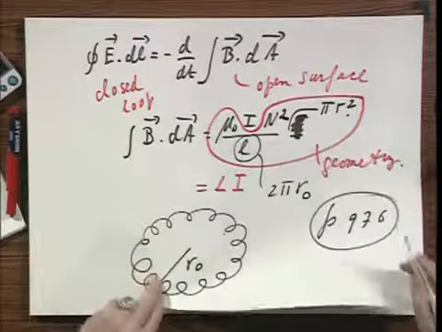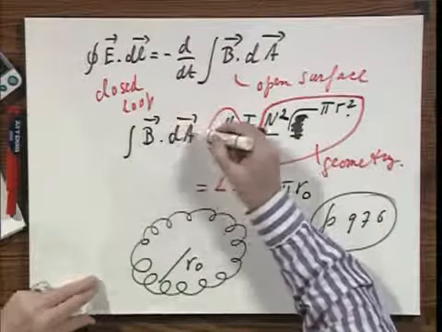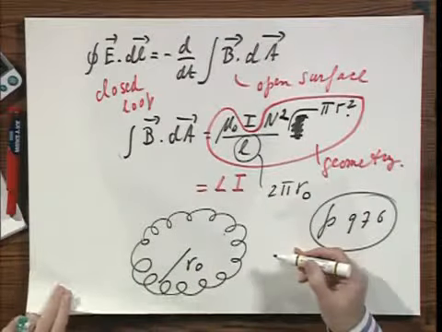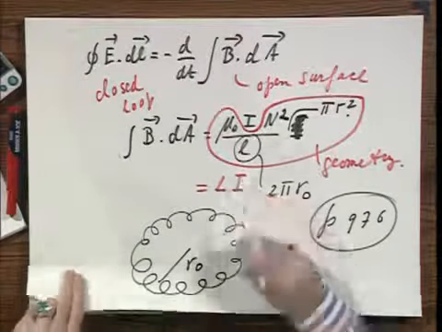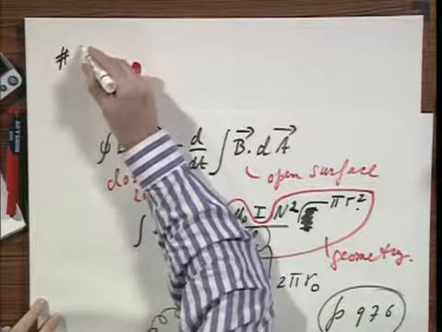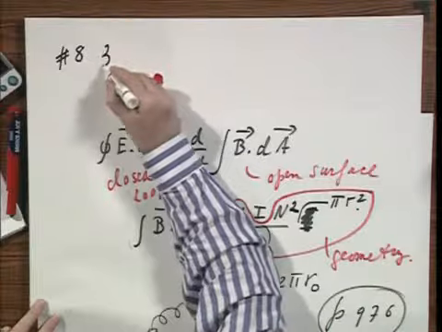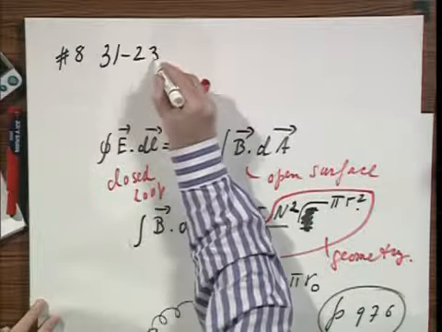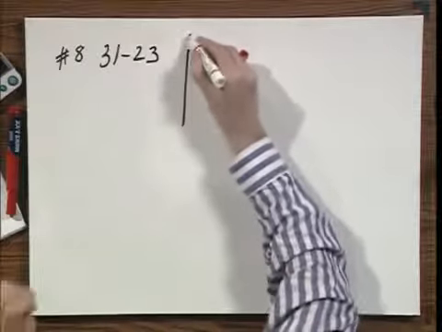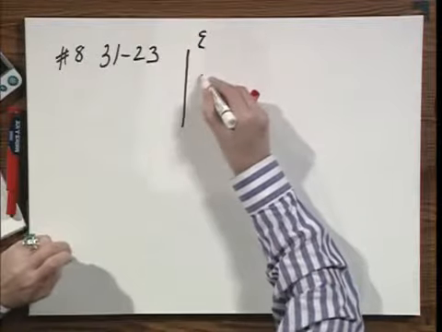Now that we have prepared this, and we keep in mind that the open surface integral B dot dA equals Li, we can now tackle easily problem number 8, which is the last problem that I will do today from the assignment. It's not the last problem that I will do today, but the last from the assignment.